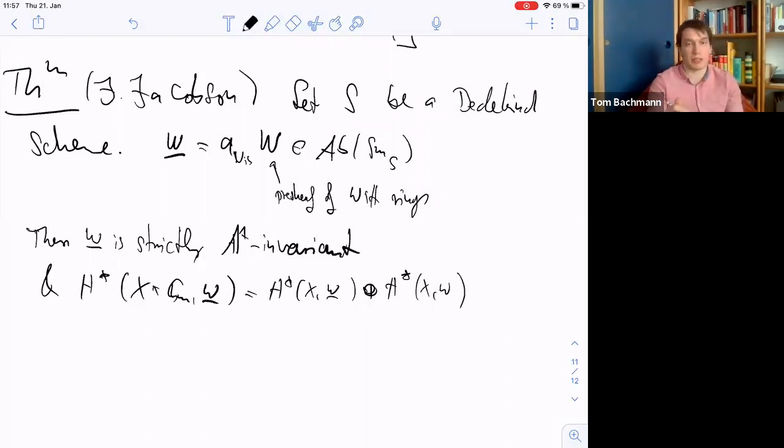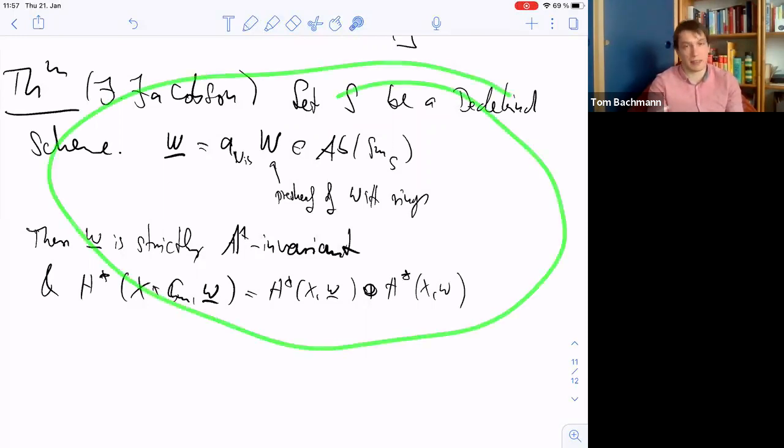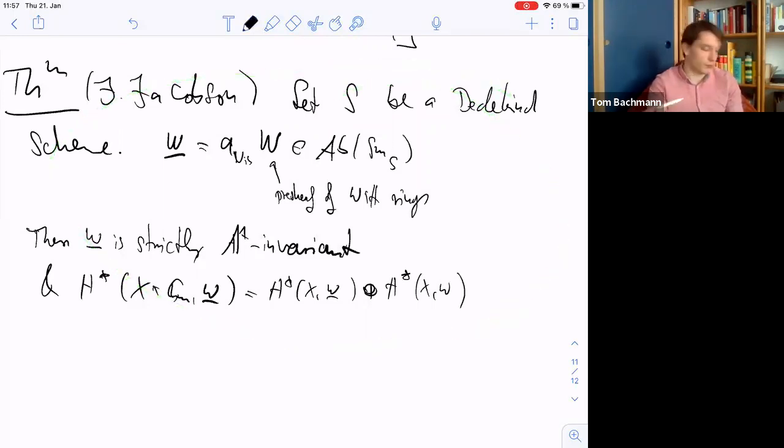I'm not sure if this is right. It might be that this result here is just true in more generality, but I don't know how to prove that. So from now on, S is a Dedekind scheme.